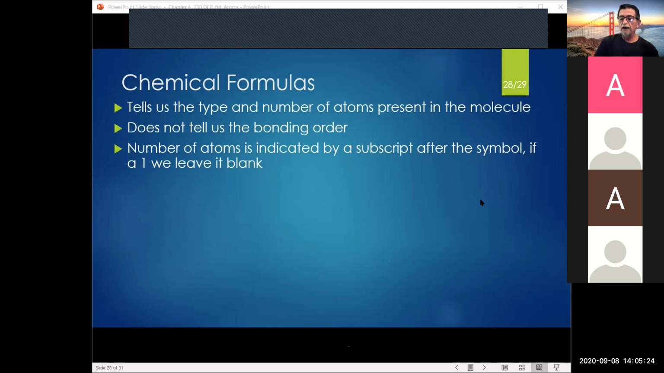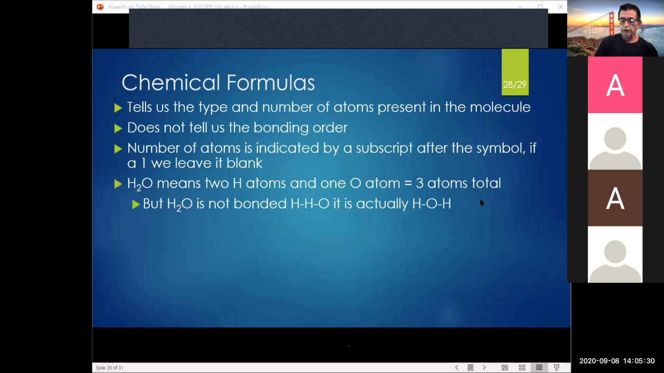Now, the number of atoms we denote, as I mentioned before, with subscript, okay? H2O, like I said, represents two hydrogen atoms and one oxygen atom. If it's a one, we leave it blank, we don't write it in. It's understood as one, just like in mathematics, okay? Now, right now, you can see it's written H2O. Doesn't tell us that bonding order. Hydrogen is not bonded to hydrogen the way it's written, H-O. It's actually, oxygen is the central atom, and the hydrogens are bonded to the central atom.